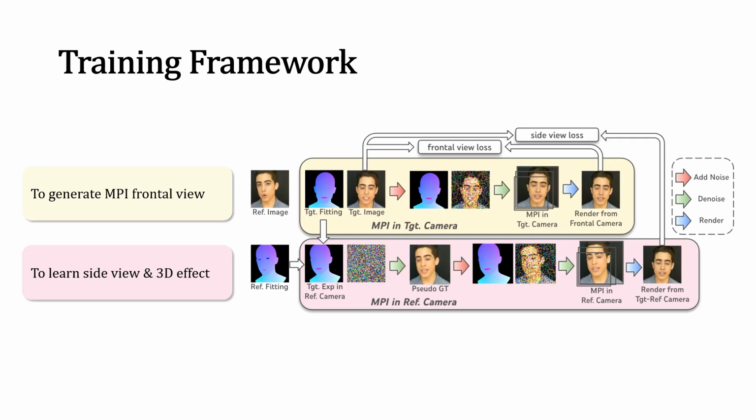To be specific, our reference target alternating training framework includes two branches. The top branch constructs MPIs in the target camera and renders the frontal view, where we directly use the real-world target video to supervise the model. This branch bootstraps the model and helps the model learn sharp renderings. On the bottom branch, we construct MPIs in the reference camera and use the bootstrapped model to generate pseudo-ground truth by rendering the frontal view. The pseudo-ground truth is added with noise, serving as the model input, while the real-world target video is used to compute side view loss for learning 3D shapes. Please refer to our paper for more details.